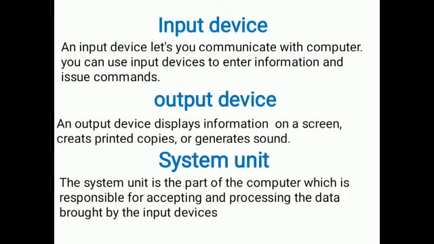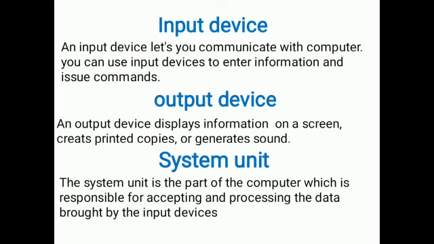First one, input device. Input means the data that the computer receives. Input devices are the devices that send data to a computer. An input device lets you communicate with the computer. You can use input devices to enter information and issue commands. Second one, output devices. Output means the data that the computer sends. An output device displays information on a screen, creates printed copies or generates sound.